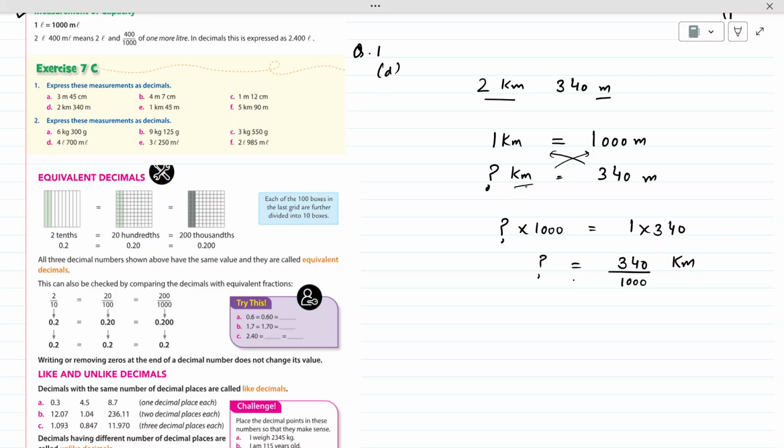Because the value of this question mark is in kilometers. And now we have this value with us. This is equivalent to 340 by 1000 kilometer. Let us put this value in the given question.